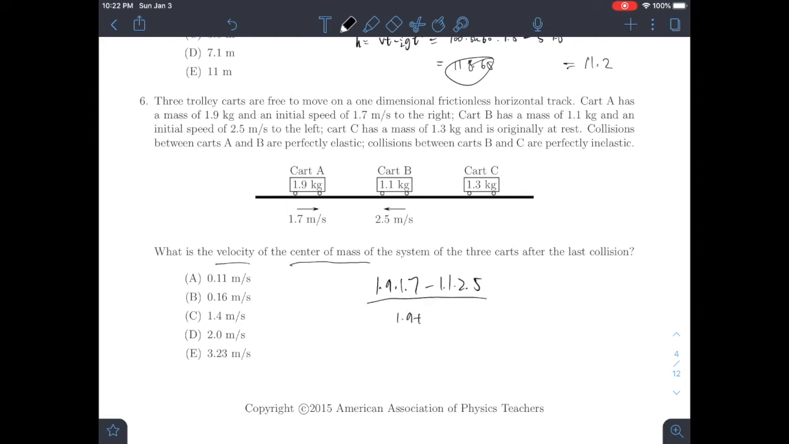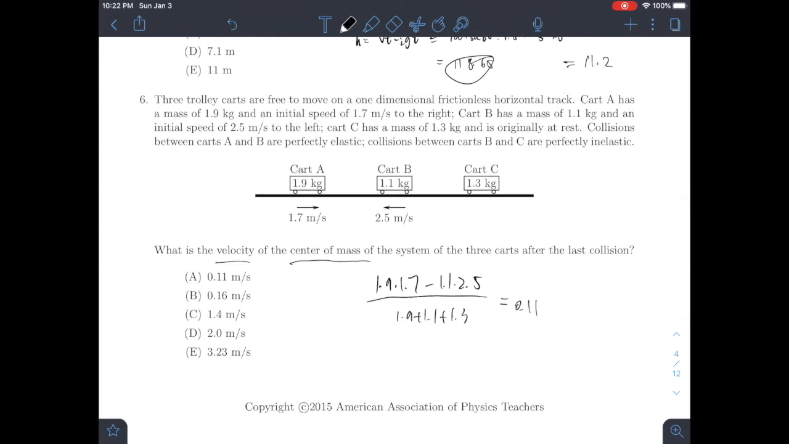So we have 1.9 times 1.7 minus 1.1 times 2.5, which is the initial momentum, divided by the total mass, which is 1.9 plus 1.1 plus 1.3. Then the initial and final center of mass velocity is equal to, let's plug into a calculator, 0.118.